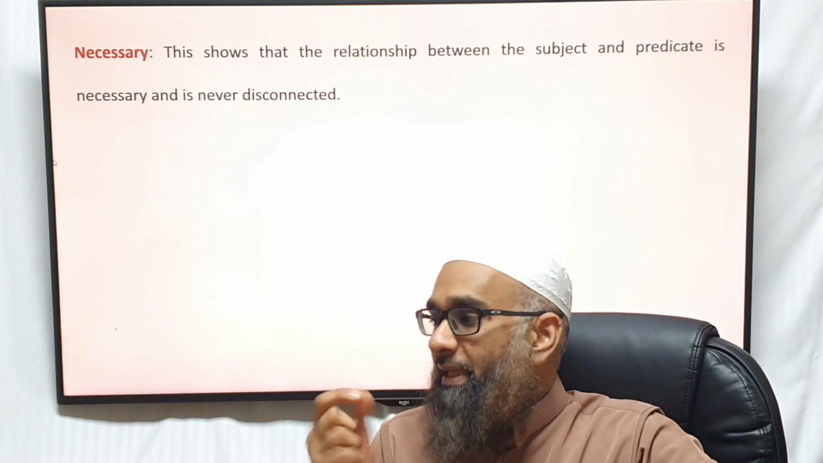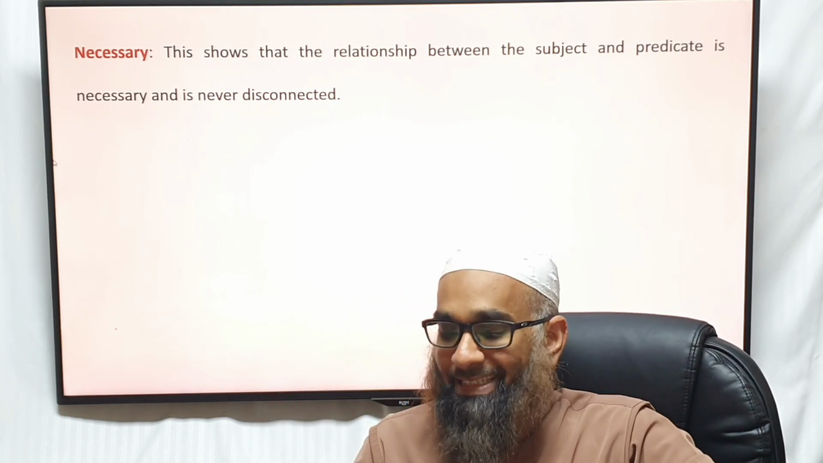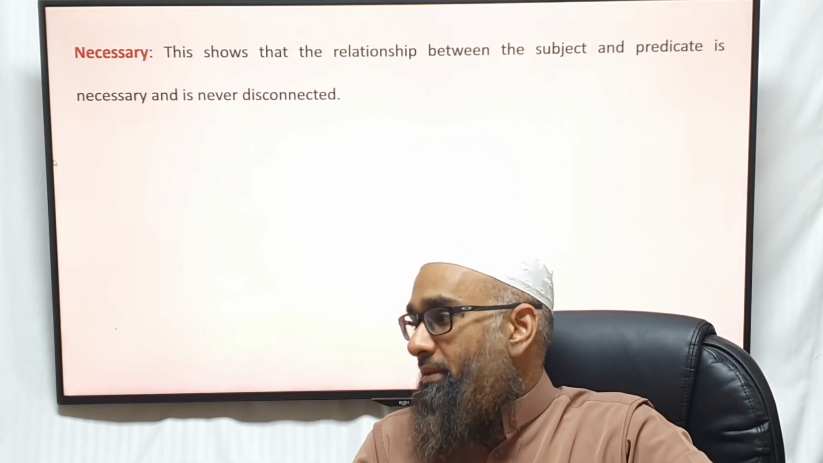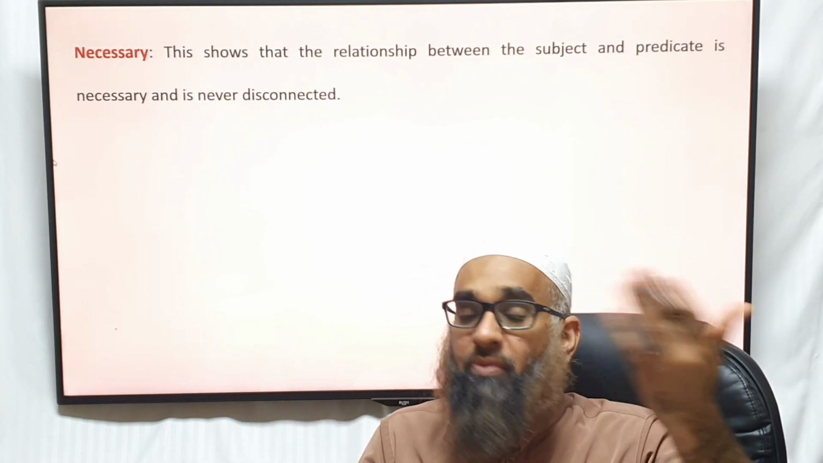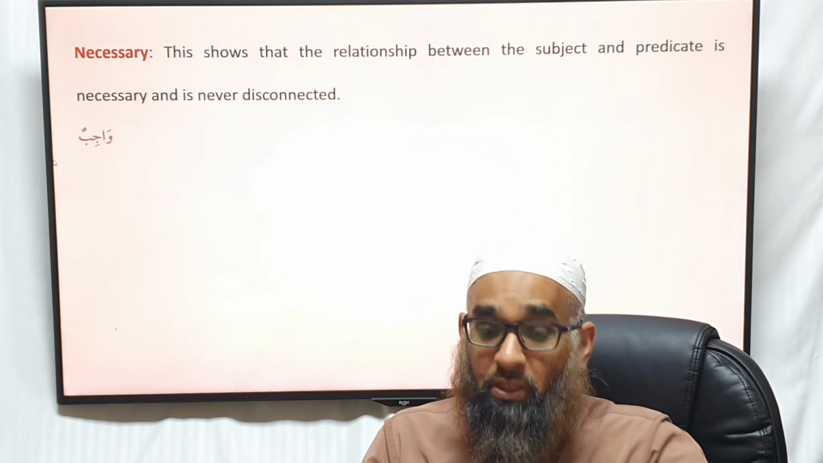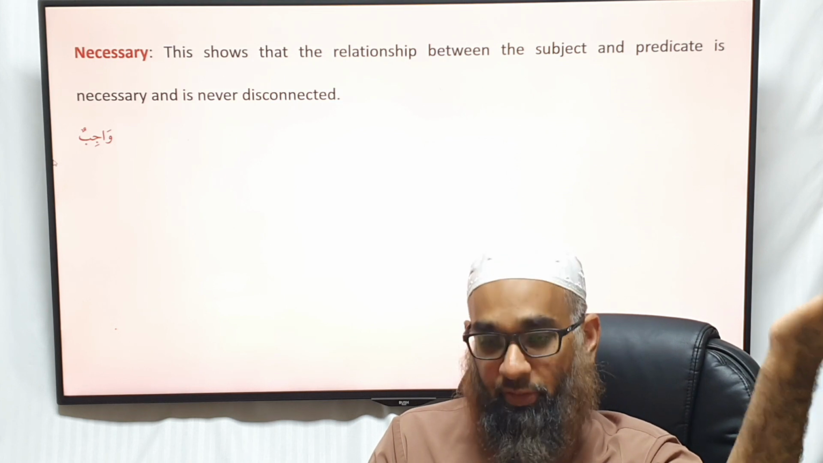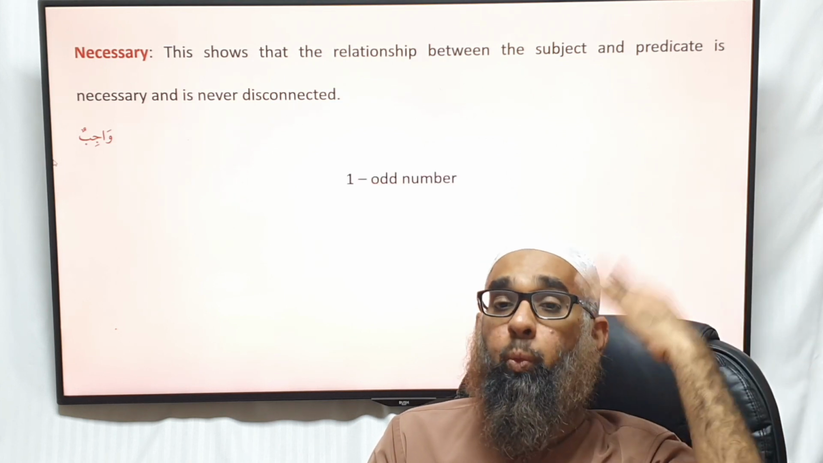Necessary doesn't mean like linguistic necessary or it is necessary to come early to class. It means it cannot be not this. It has to be this. By definition, if it's not this, it wouldn't even make sense. For example, it's called wajib in logic, in Arabic, wajib. Are you following? For example, 1 an odd number.